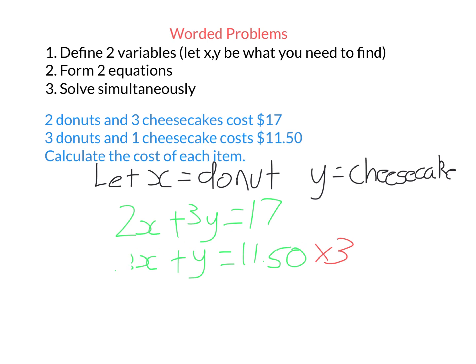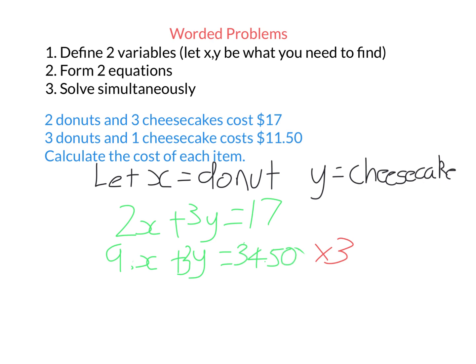So I'm going to multiply 3x by 3. I'm going to multiply y by 3. And I also need to multiply 1150 by 3. So 1150 by 3 is 3450. Now I have that the y's have the same coefficient in both equations.